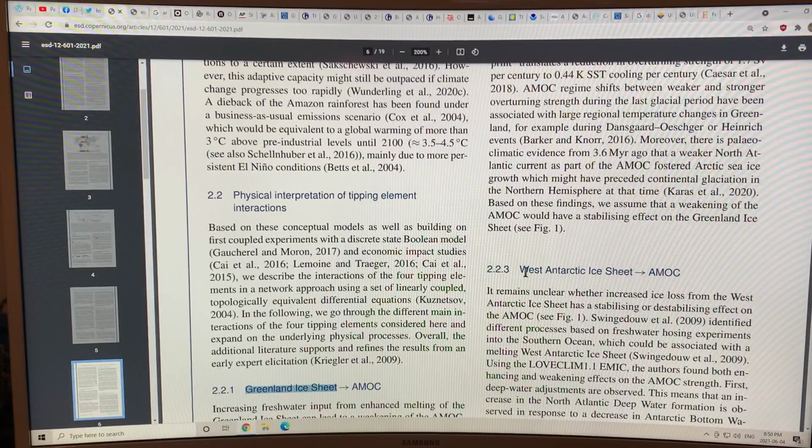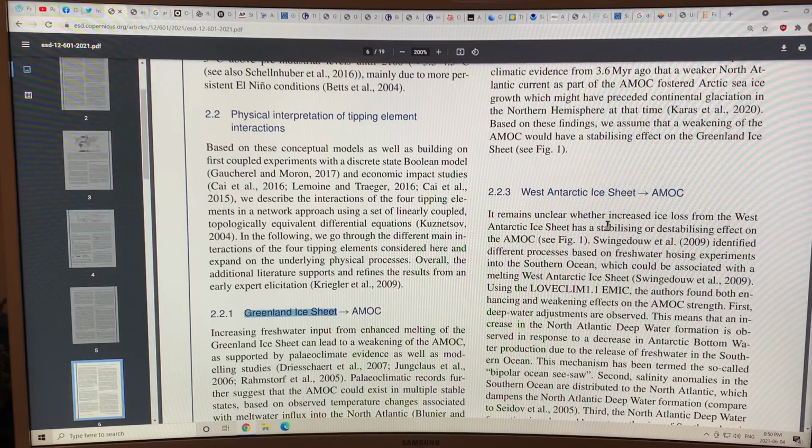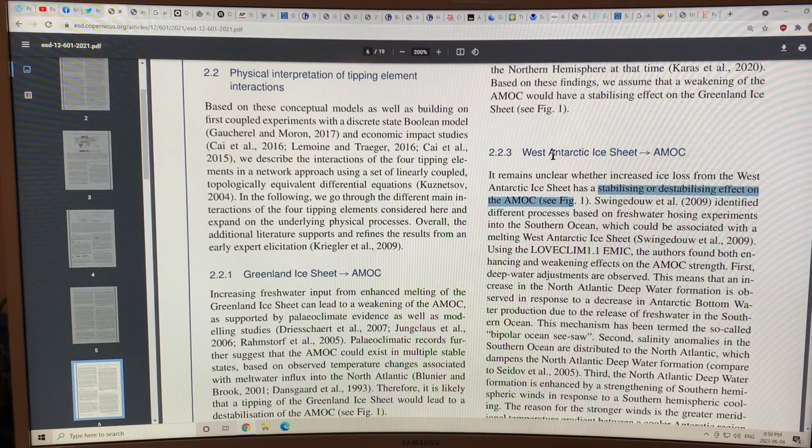You know, the West Antarctic ice sheet. Okay, it's a bit unclear whether increased ice loss from the West Antarctic ice sheet would have a stabilizing or destabilizing effect on the AMOC. Okay, there's a number of different things that could happen. So if Antarctica was to get cooler, then there'd be less.